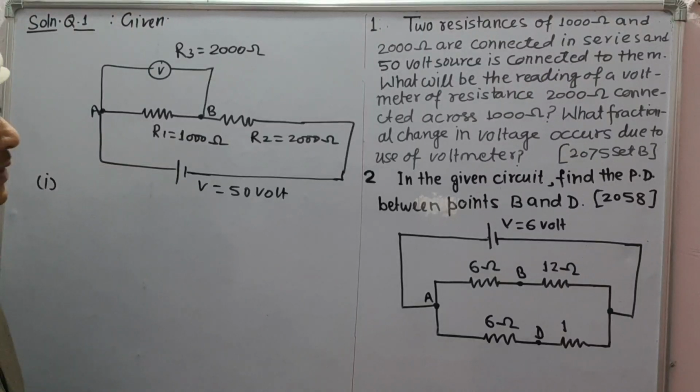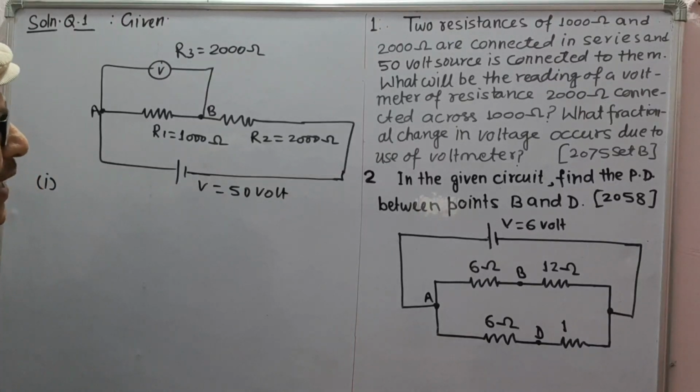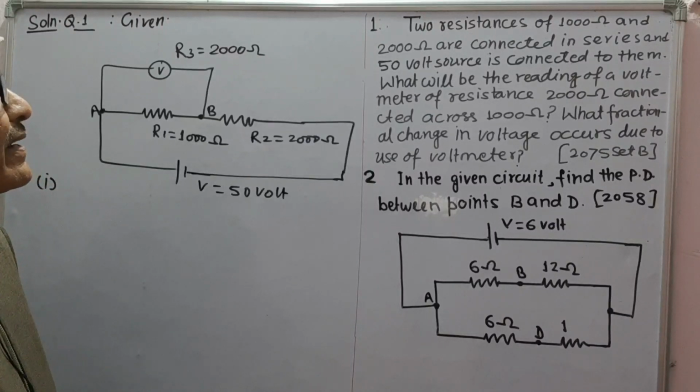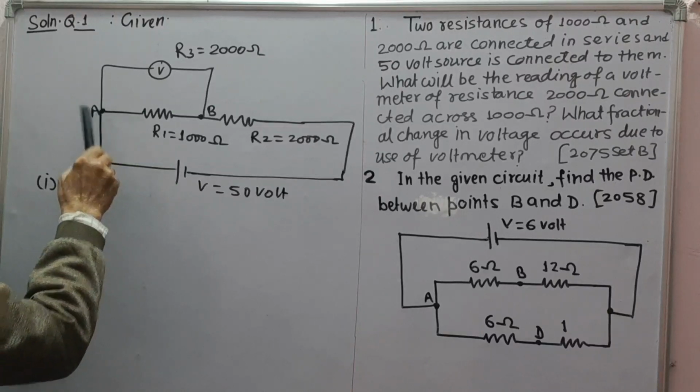Question number 1. Two resistances of 1000 and 2000 ohm are connected in series and a 50 volt source is connected to them. What will be the reading of a voltmeter of resistance 2000 ohm connected across 1000 ohm? What fractional change in voltage occurs due to use of voltmeter? Now solution of question 1.